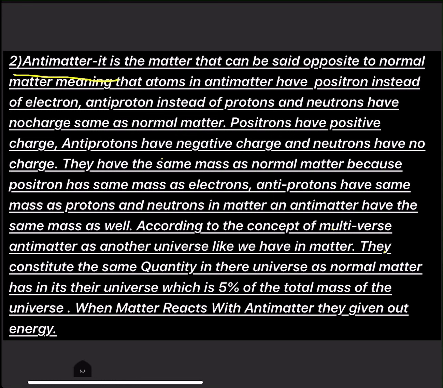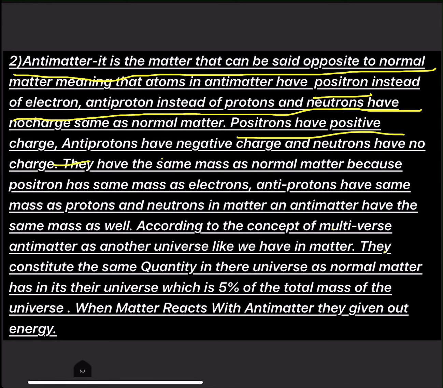Now let's go to antimatter. It is the matter that can be said to be opposite to normal matter, meaning that atoms in antimatter have positrons instead of electrons, antiprotons instead of protons, and neutrons have no charge, which is the same as normal matter. Positrons have positive charge, antiprotons have negative charge, and neutrons have no charge. They have the same mass as normal matter because a positron has the same mass as an electron, an antiproton has the same mass as a proton, and neutrons in matter and antimatter have the same mass as well.